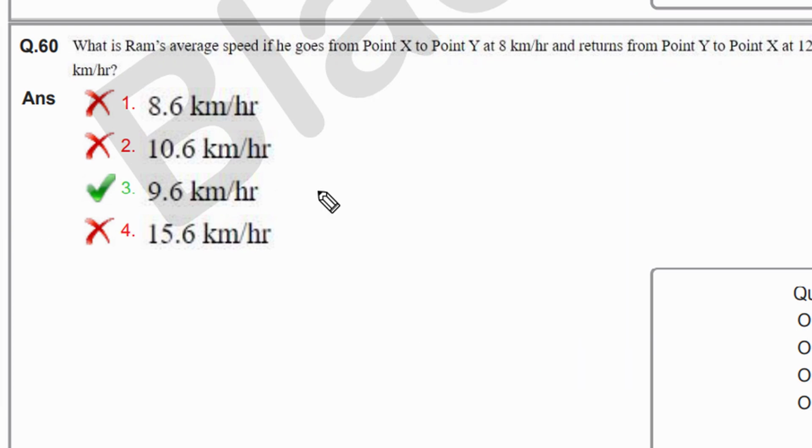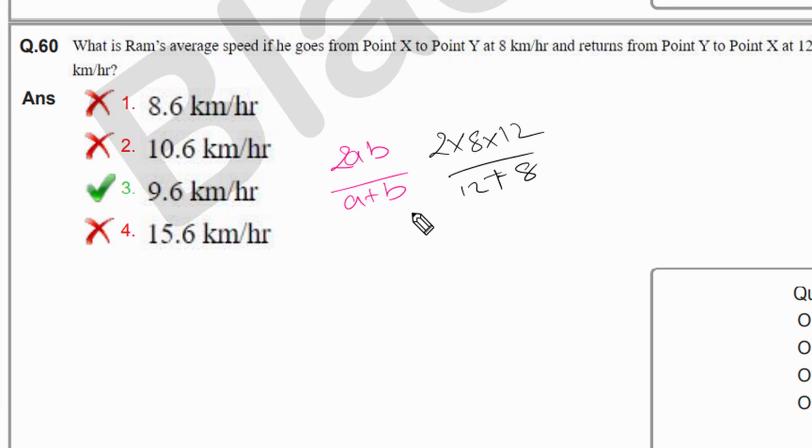The shortcut part is there is directly a formula 2ab by a plus b. So you can simply substitute like 2 into 8 into 12 by 12 plus 8, which we eventually got. You will get the same answer.